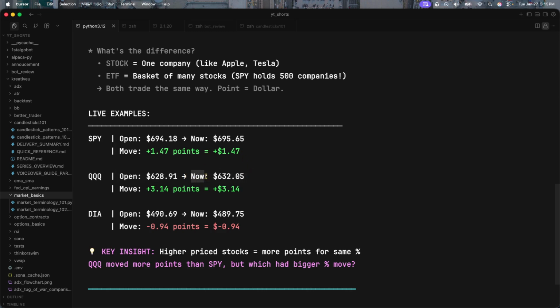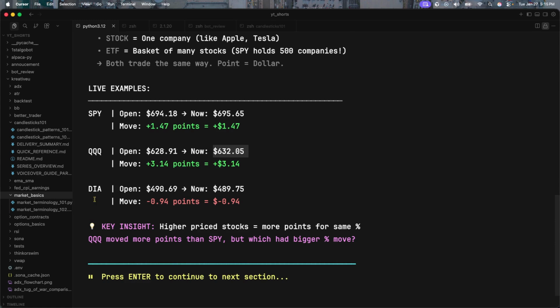The reason it says now is because I'm recording this when the market is closed. So I just wanted to denote that the now is when the market is closed. So 632 is when the market is closed. So they closed at 632. So the points were 3.14, or the dollar movement, it moved $3.14.